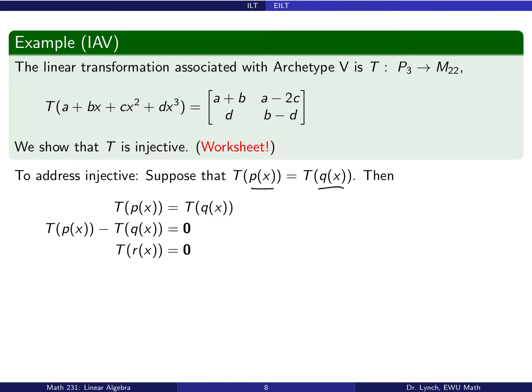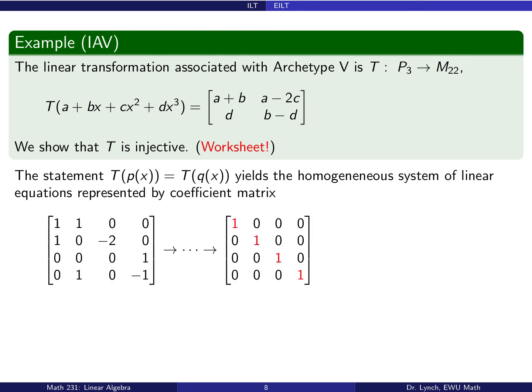Similarly, since the transformation is linear, it must be that T of R is equal to 0. In this case, R is P of x minus Q of x. So similarly, we've boiled this question of injective down to the solution of a homogeneous equation. Again, I'll let you have a look at that on the worksheet, but the system of equations you get at the end of the day has a coefficient matrix that reduces to the identity.